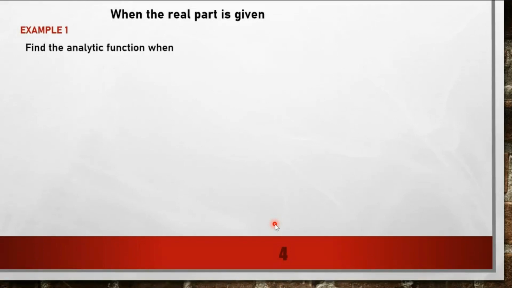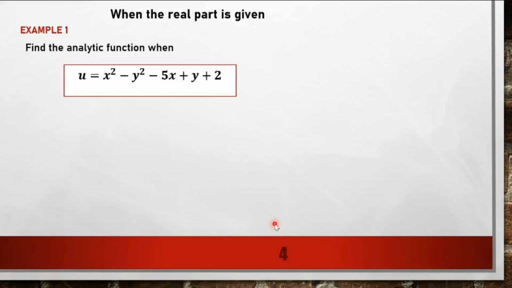For example, take the first problem: find the analytic function when u is equal to x square minus y square minus 5x. I'll explain the method with the help of an example. Instead of telling the procedure, I will explain with the help of an example.